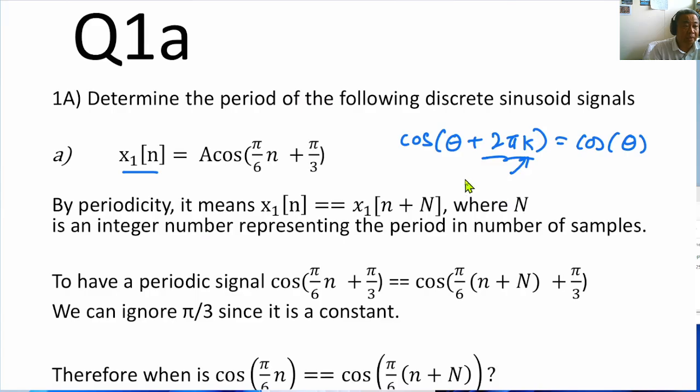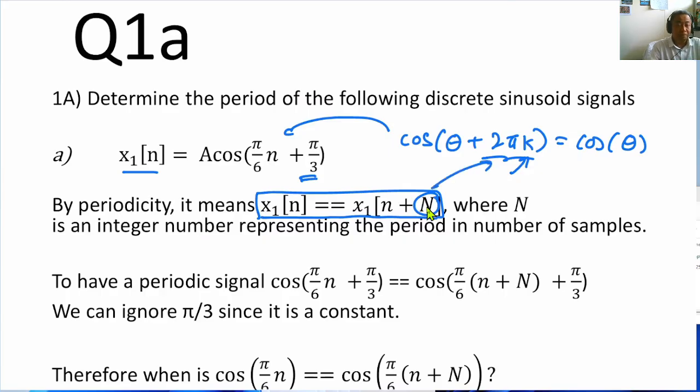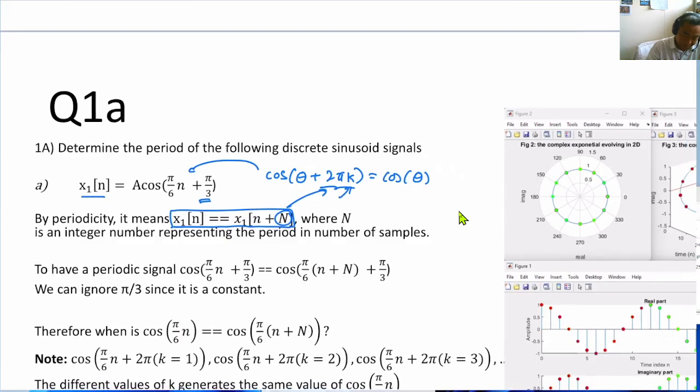So cosine of theta plus 2 pi k. How do we apply this to this equation over here? This is a cosine of pi over 6 n plus a phase shift. What we need in this particular case is that once we have N samples, capital N samples, separating the sequence, we want it to be periodic. So this N sample must play the role of the 2 pi k. And if N can be associated with 2 pi k, then the left and right sequence would be the same, periodic.